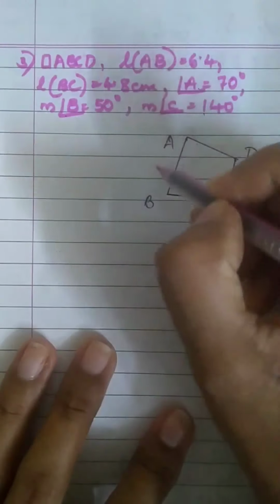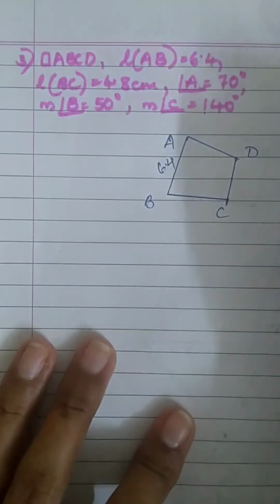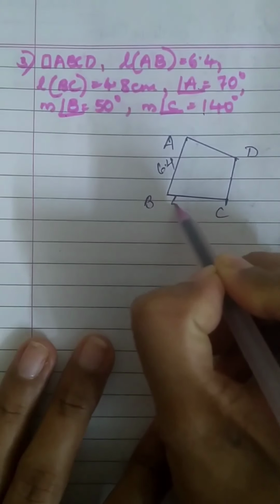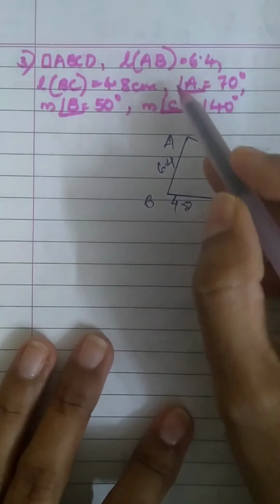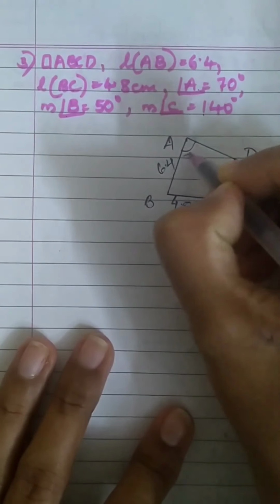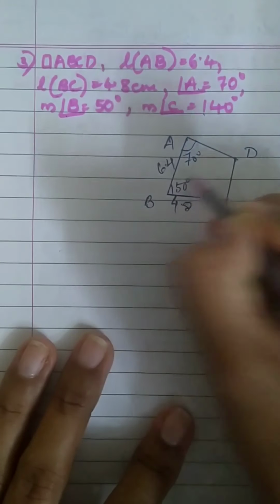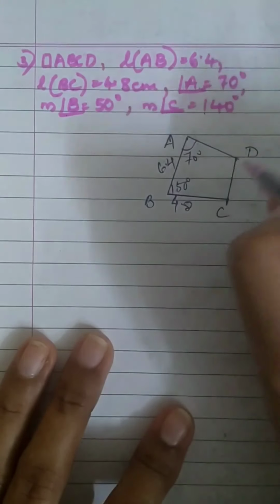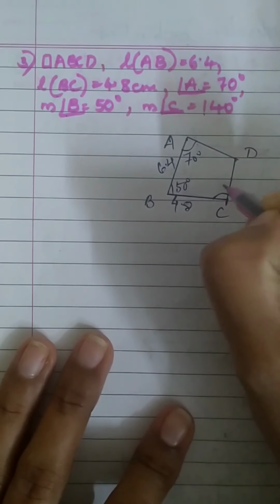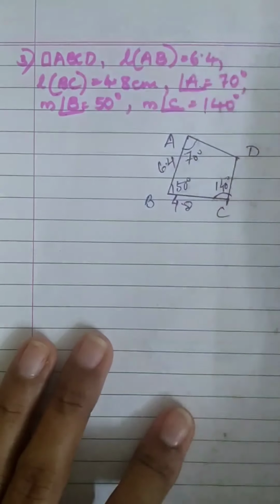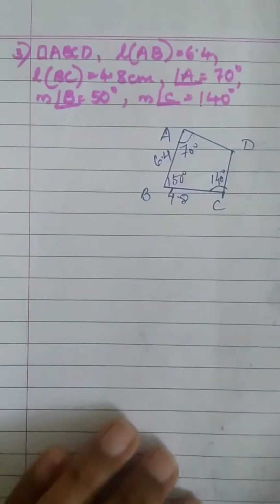What all things are given? AB is given as 6.4. BC is given as 4.8 centimeter. Angle A is given as 70. Angle B is given as 50 degree. Angle C is given as 140 degree. Okay, these are the given details.